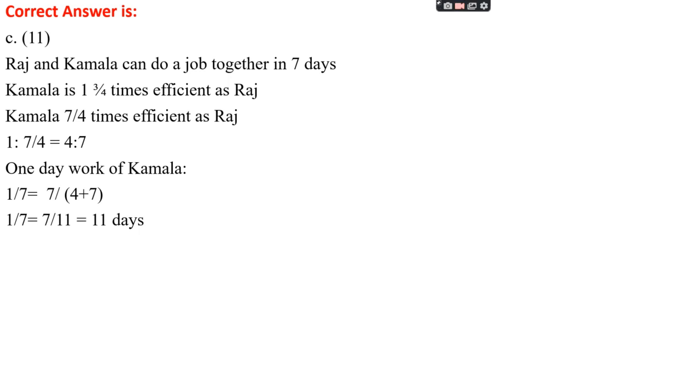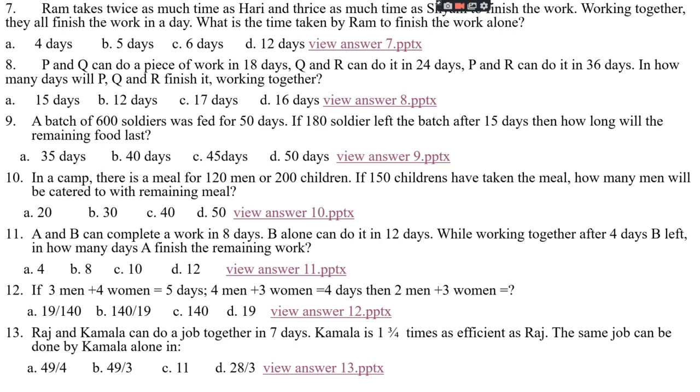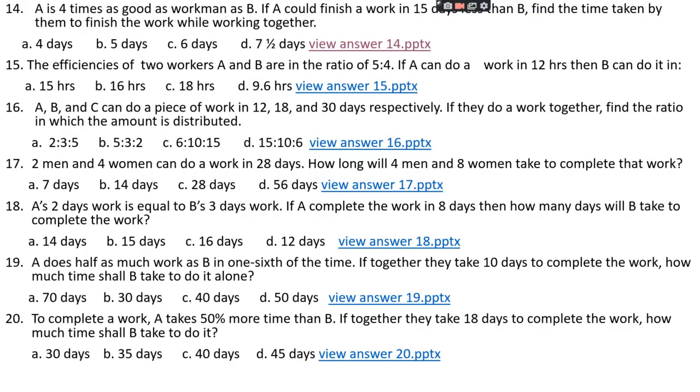Okay, we take the total work, and Kamala and Raj together finish that work in how many days, which is 7 days. So the days will be taken as above 7 by the total work, which is 4 plus 7. And the efficiency ratio of Kamala is 1 by 7. So how many days does Kamala take? That's 11 days. In such a way we got the answer. Don't be confused.